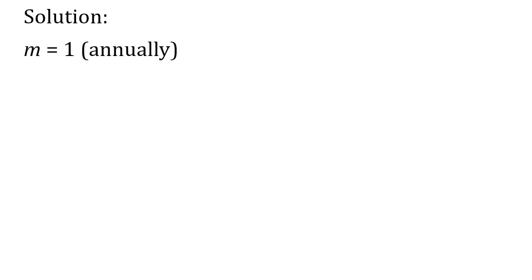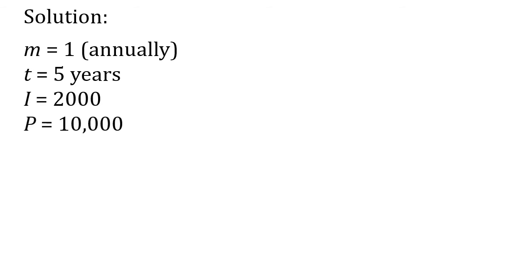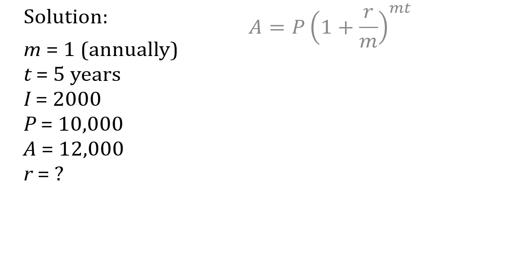So our given: M is equal to 1 because annually. T is equal to 5 years. The interest earned is 2,000 pesos. The principal amount is 10,000 pesos. So remember, A is equal to P plus I, principal plus interest. So the accumulated amount is the sum of the interest and the principal. Here, that's 12,000 pesos. So let us solve for R.